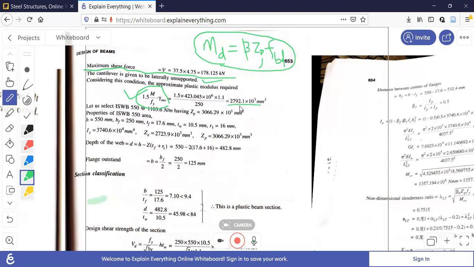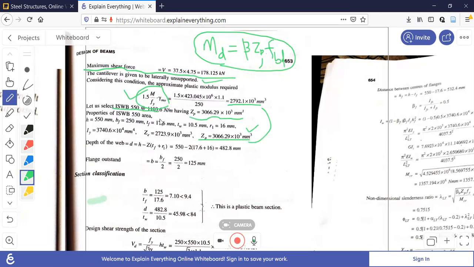So with this, with respect to 2792, you search in the code book for that table where ZP is there. So we started searching for this number in this one. Somewhere here we got it's very close to this. So based on this number, I am selecting ISWB 550, which is having ZP equal to 030. This one.